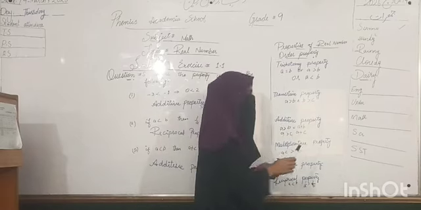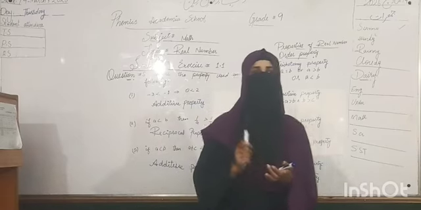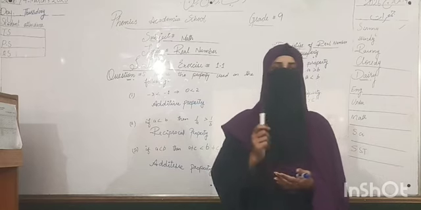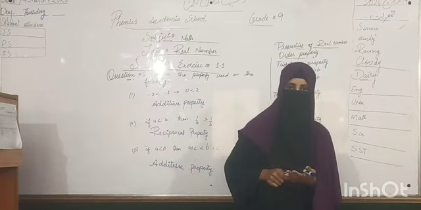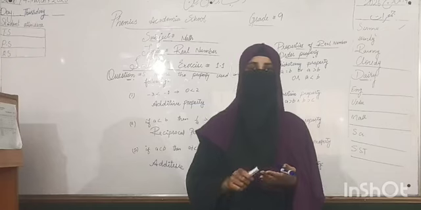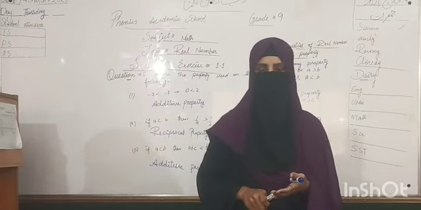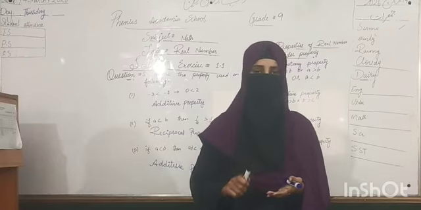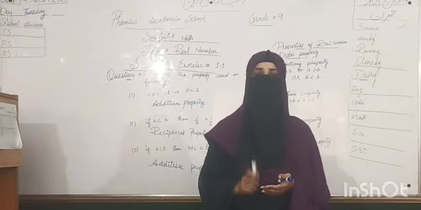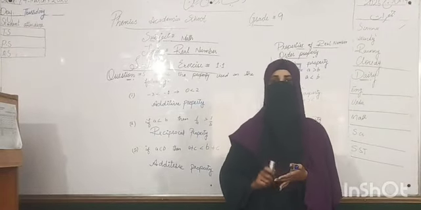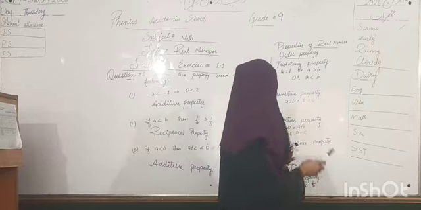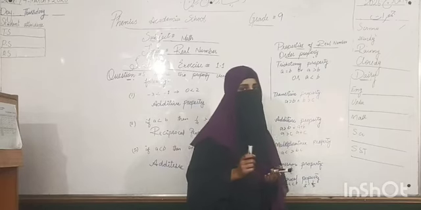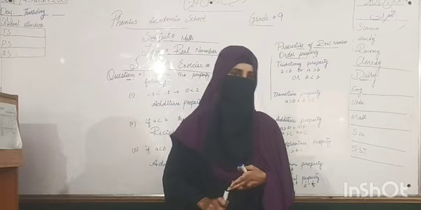Then the multiplicative property, where the terms are multiplied to each other. For example, A multiplied by B, B multiplied by C, C multiplied by A. The terms are multiplied to each other, not added, not subtracted, not divided. Only multiplication between them is known as the multiplicative property of order properties of a real number.